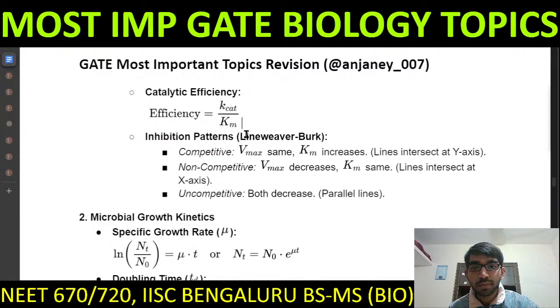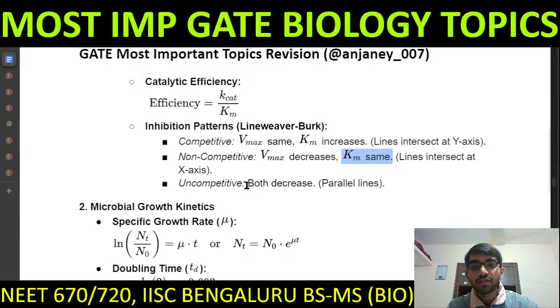Then some inhibition patterns in the Lineweaver-Burk plot. For competitive inhibition, Vmax will remain the same, Km will increase. For non-competitive, the Vmax will decrease, so the maximum velocity that the enzyme can achieve will decrease, but the Km will remain the same. So there is no effect on the affinity because the inhibitor is not competing with the substrate.